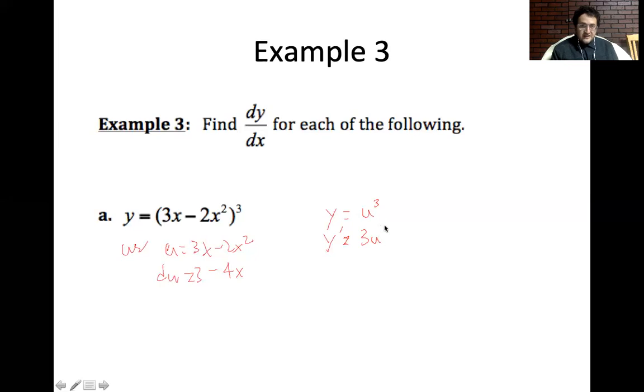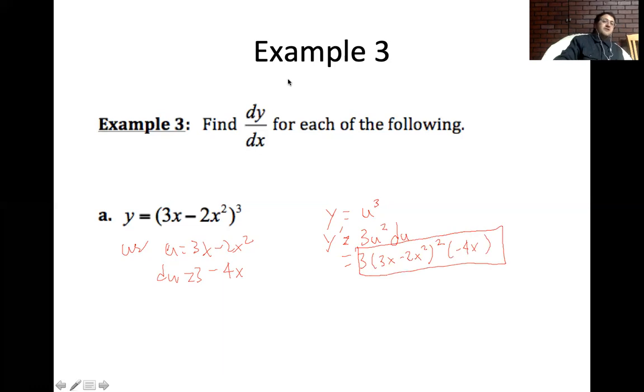So I'm going to say that this is 3u squared times du. And we substitute in our u. So this is going to be 3 times (3x minus 2x squared) squared, times my du, which is negative 4x. And that is the chain rule completely done.